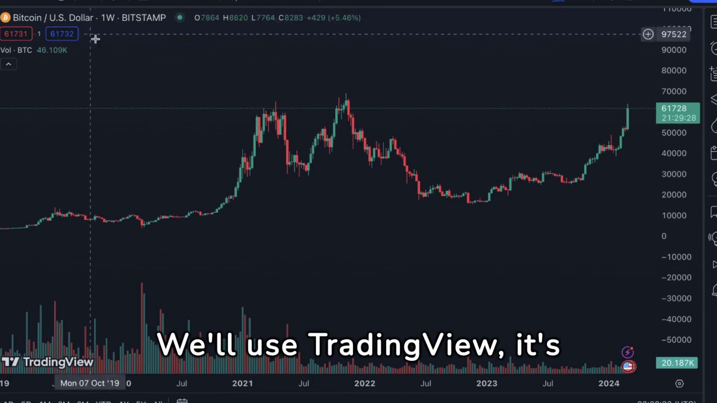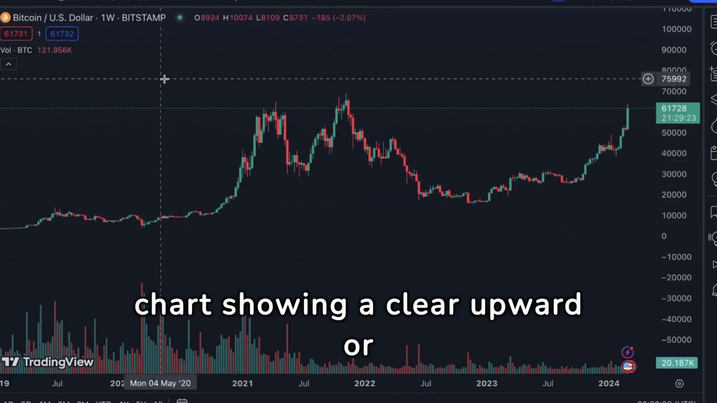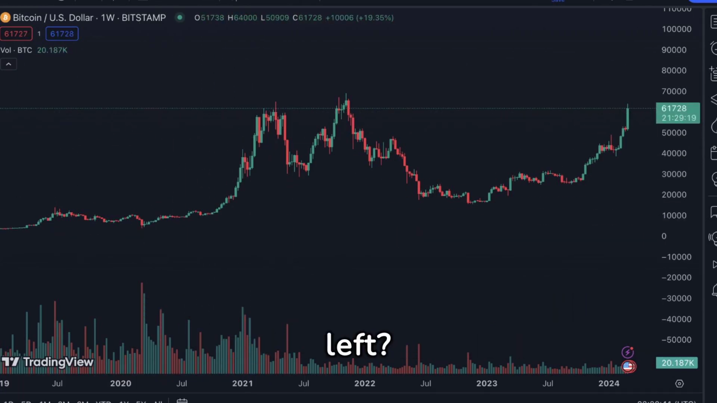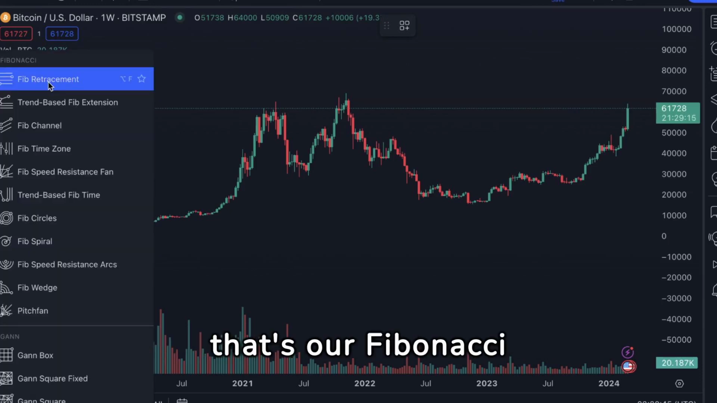Now, let's get hands-on with this. We'll use TradingView. It's free and easy. First, find a chart showing a clear upward or downward price swing. See those tools on the left? Find the one with 3 lines. That's our Fibonacci retracement tool.